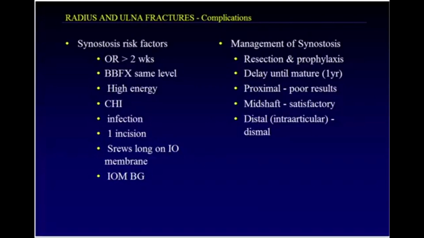Now, what about synostosis between the radius and the ulna? The risk factors for synostosis, the one that I already mentioned, is trying to fix the radius and the ulna through a single incision. Also, if your surgical treatment is delayed for any reason, if both of the bones are fractured at the same level, if they're high energy, if you have a concomitant closed head injury, if you develop an infection, if the screws are too long and penetrate through the interosseous membrane, or if you have bone grafting into the region of the interosseous membrane. Those can be risk factors. The management of synostosis is to resect it, and then you have to do prophylaxis to keep it from reforming. You want to delay your resection until you think that the bone is mature, and that typically requires about a year out from the injury. Really, the results of treatment after synostosis resection are very poor. The only situation where you can obtain some improved functional results are really in the middle third of the forearm. Proximal and distal synostosis really both have very poor prognosis.